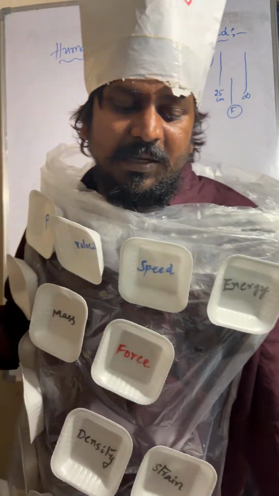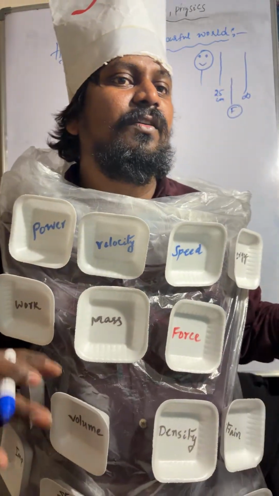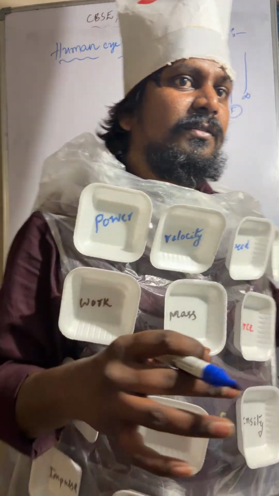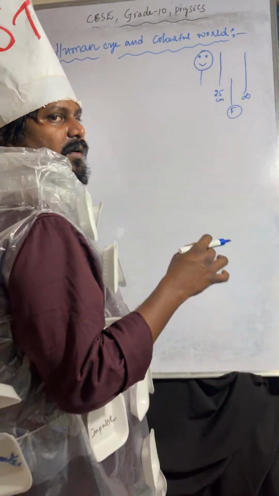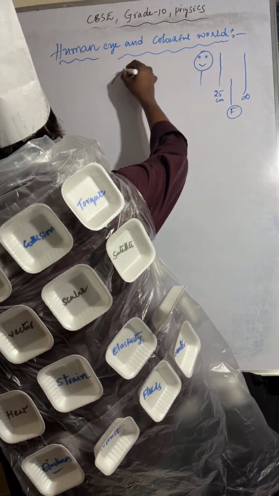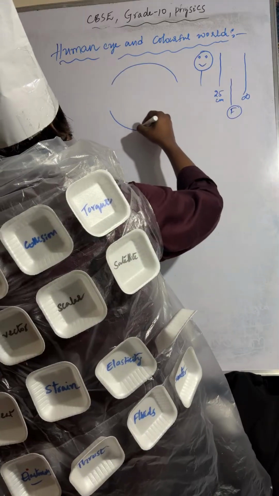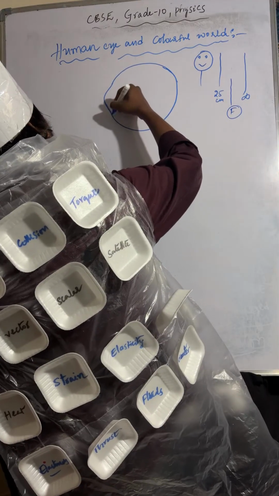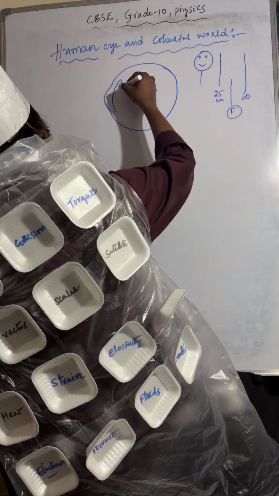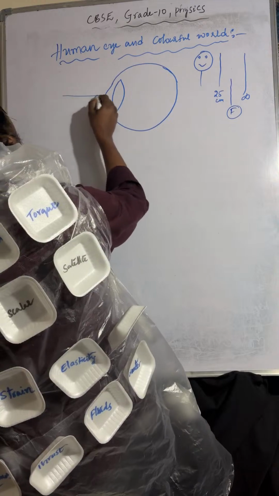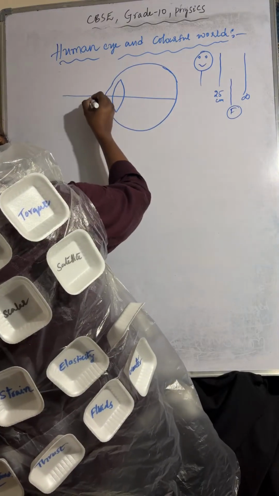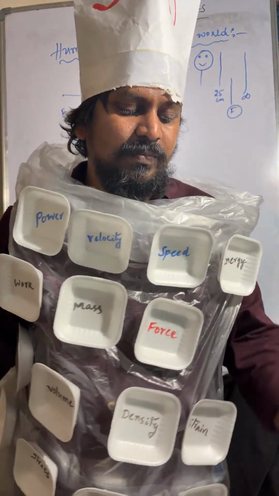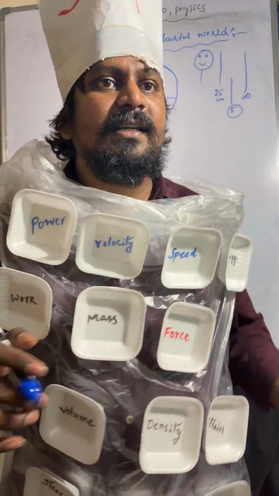If the light rays are coming from the far point, those light rays will meet at the retina. Those are very easy, especially numericals. So this is the near point and this one is the far point. If the light rays are coming from the far point, those light rays will meet at the retina.